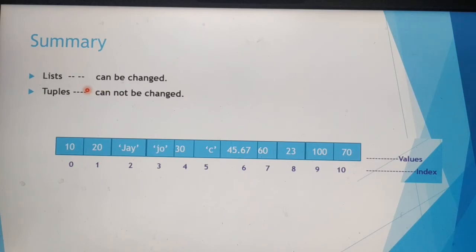Here what is the difference between list and tuples? In list the elements can be changed. Here we can change any one of the elements, or we can insert new elements, or we can delete any elements from the list. But tuples cannot be changed. It won't allow us to change any elements from the tuples. These are the difference between list and tuples.